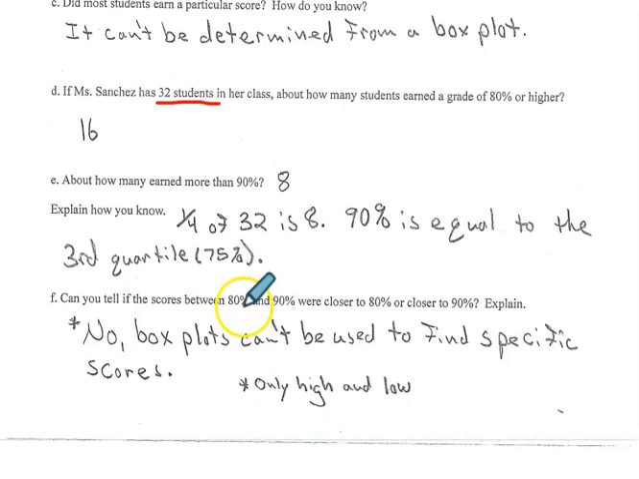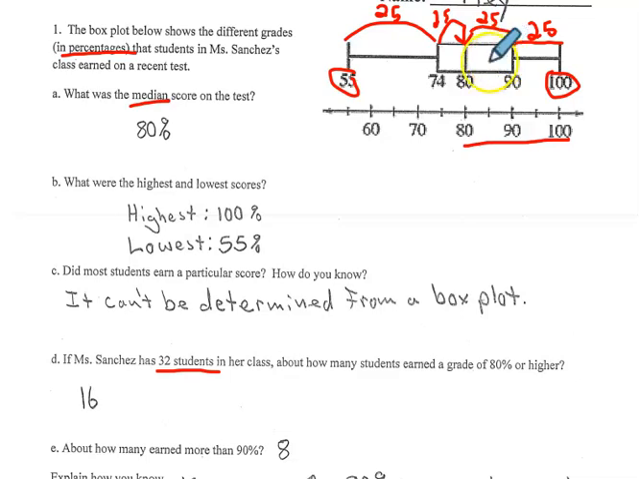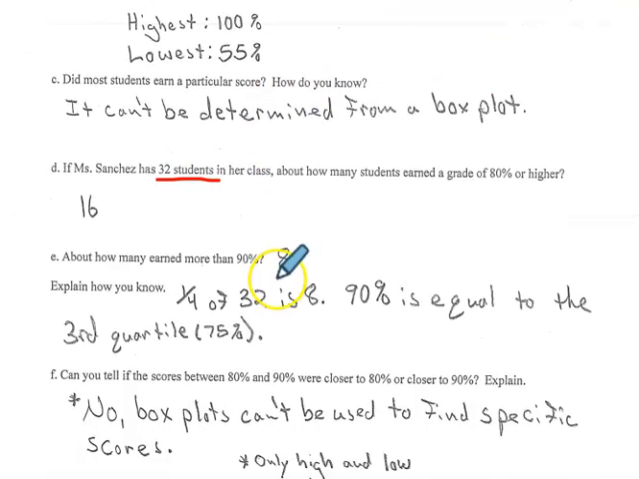How about this last one? Can you tell if scores between 80 and 90 were closer to 80 or closer to 90%? No. You cannot tell specific scores on here. You don't know if one person got a 55 and then everybody else got a 70, 71, 72, 73, up to 74. You can't tell. You just can't. Now, you know someone got a 55 and 100, but you can't tell where the other scores are.